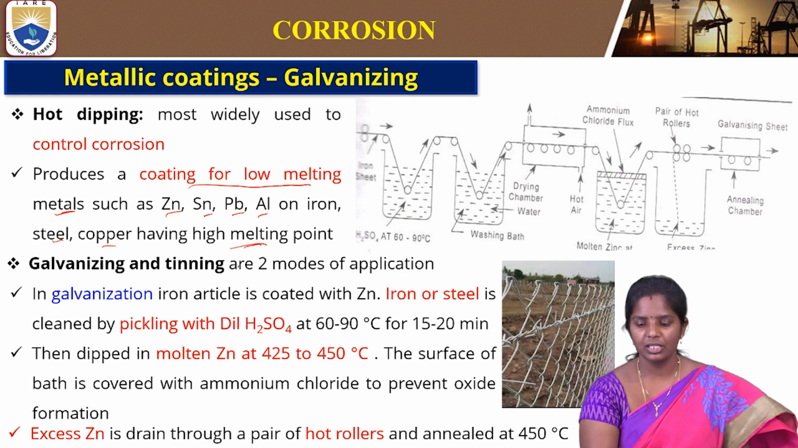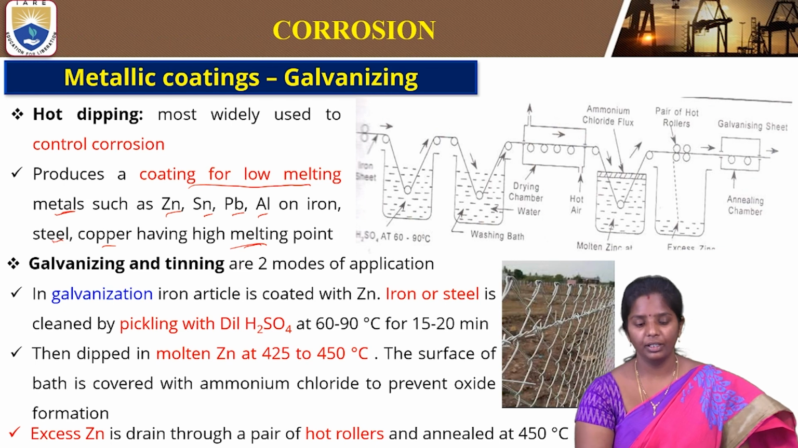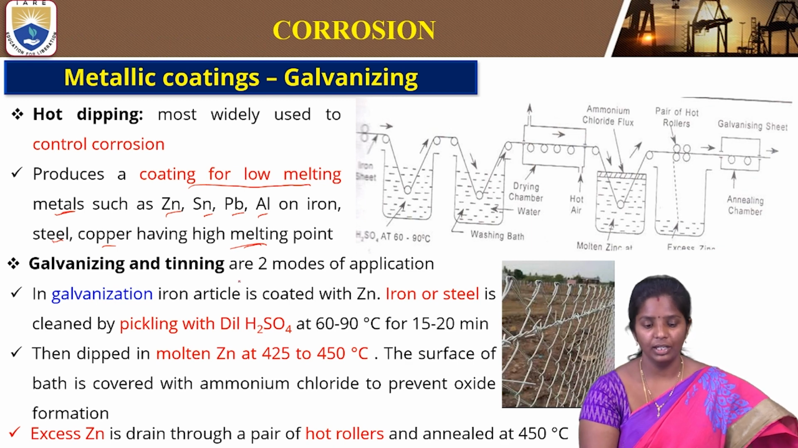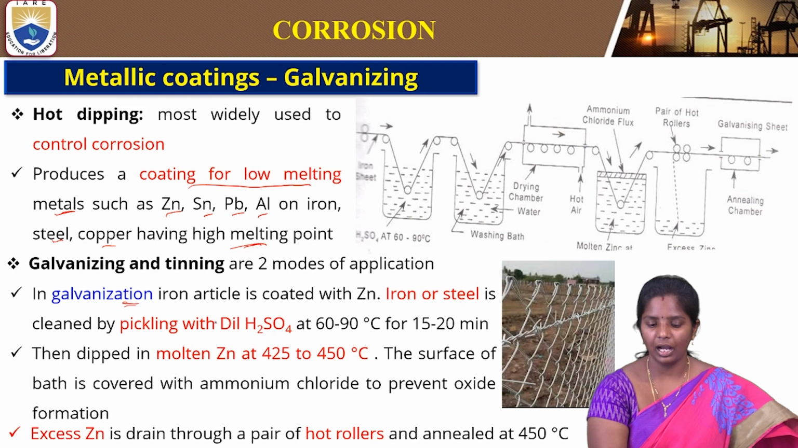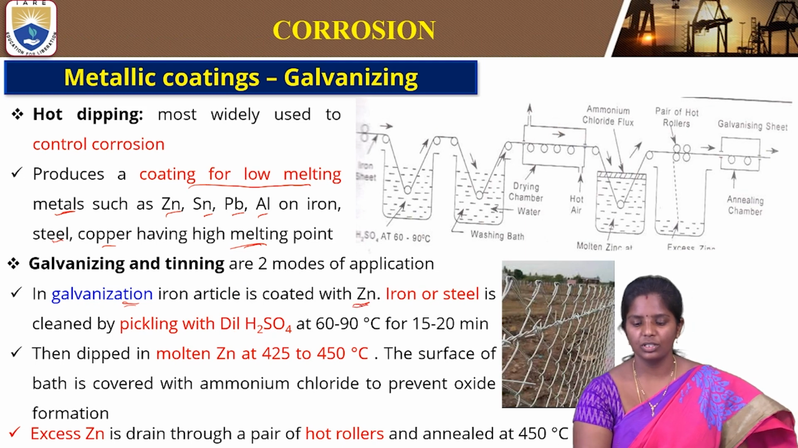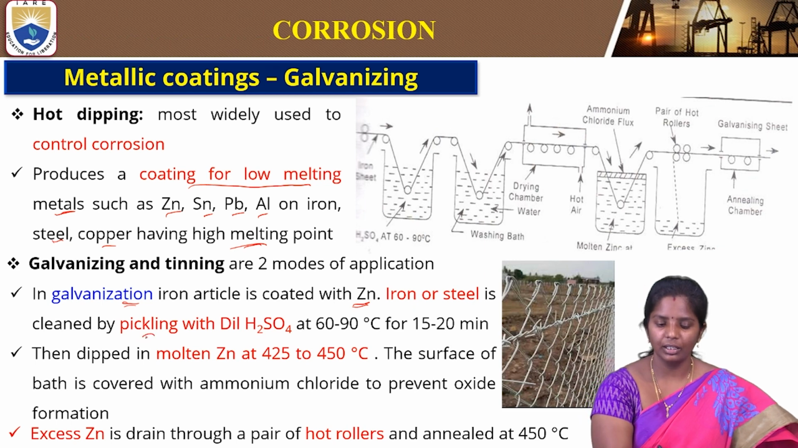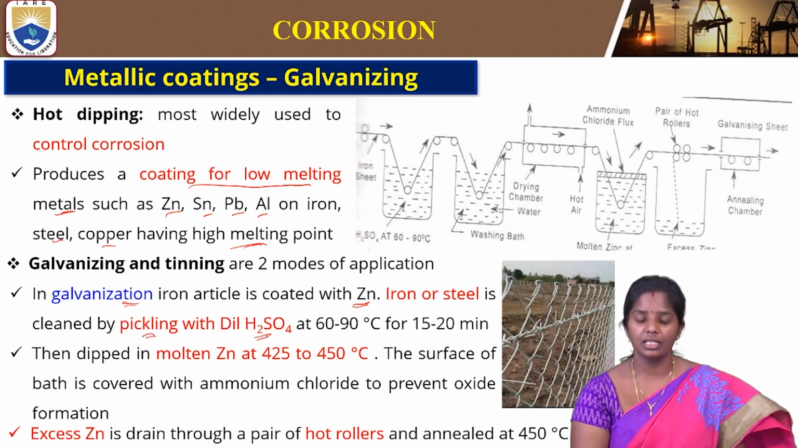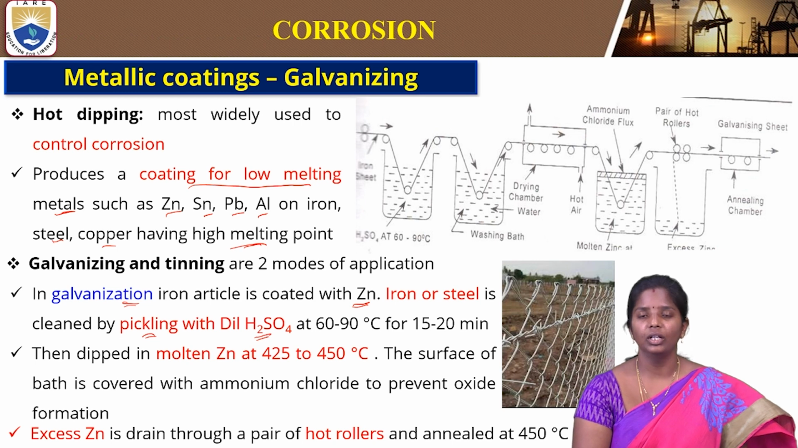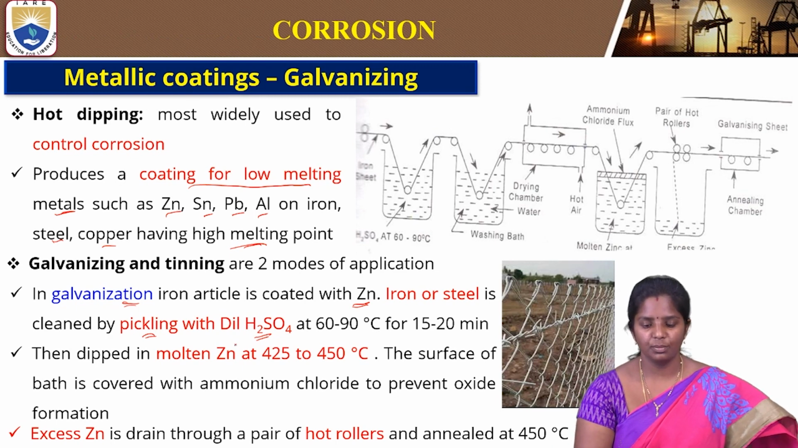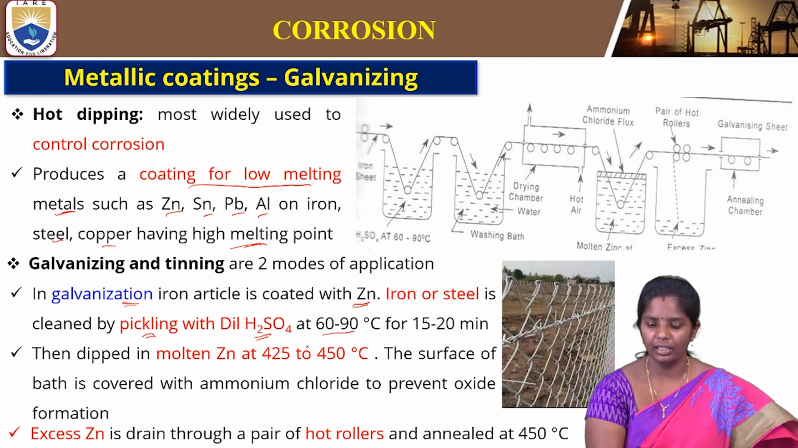We will see in detail how the dipping takes place. It has two different methods, galvanizing and tinning, the two modes of application. In galvanization, an iron article is coated with zinc. So zinc is used in coating the iron articles. Iron or steel is cleaned by pickling with sulfuric acid. What does this pickling do? When it is dipped in sulfuric acid, it cleans the surface and removes the dust particles. It is done at 60 to 90 degrees centigrade.